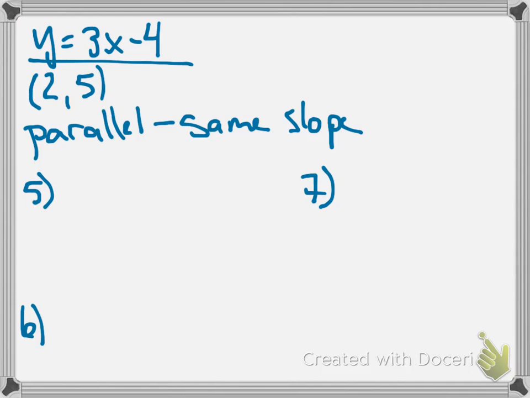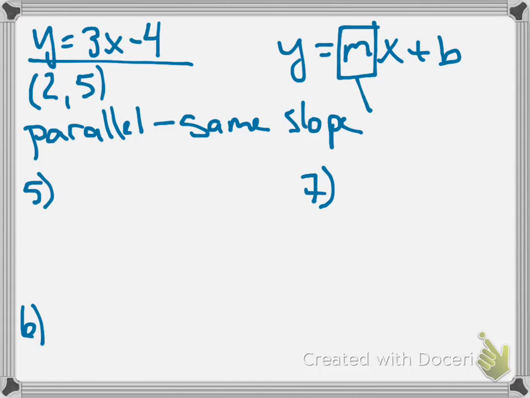When we're looking at this type of format, we're saying y is equal to mx plus b. The m is your slope, the number in front of the x. The b is your y-intercept. So when you're looking for a parallel slope, you're going, okay, where's my slope on the original equation?